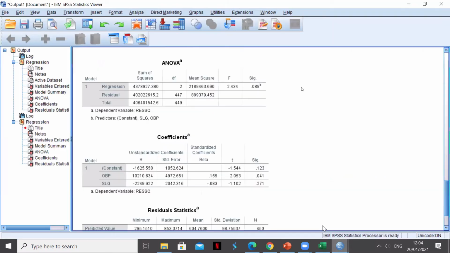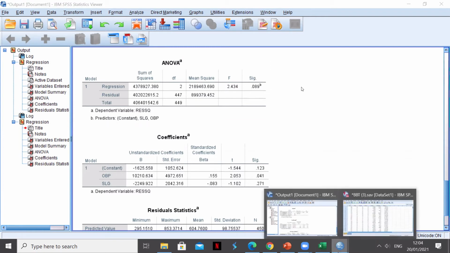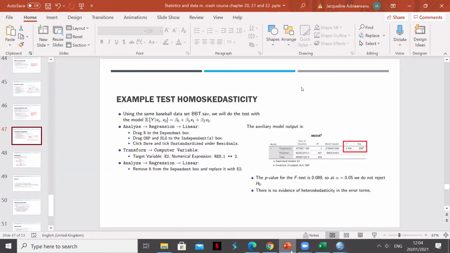Okay. And what is our significance? Our significance, or our p-value, is 0.089. Is that then bigger or smaller than our 0.05? Of course, it's smaller. So, because it is smaller? It's bigger. I'm really bad at seeing those numbers.